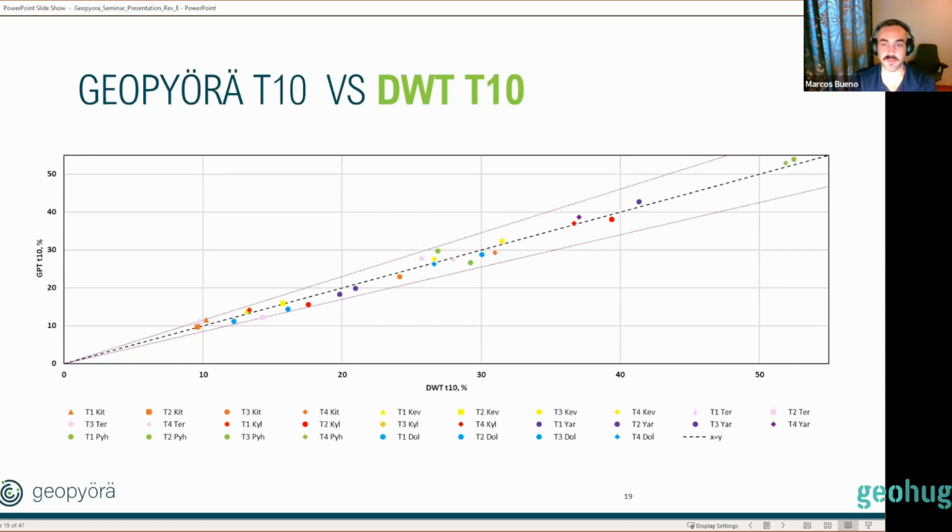And then we expect that for the same energy, you get the same fragmentation. Fragmentation here is represented by this T10 parameter. What's the T10? It's the percent passing 1/10 of the original size. So basically the amount of fines that were generated out of that breakage event. And then we obtained the same T10s, which means that our energy measurement was accurate.